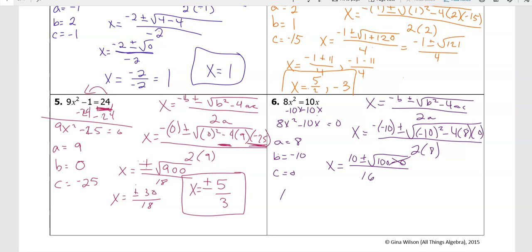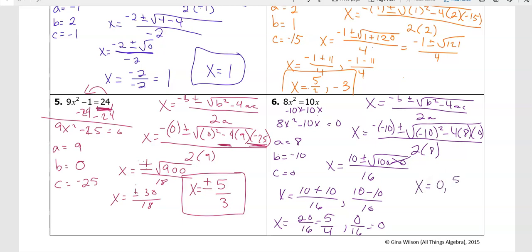All right, and then x equals 10 plus 10 over 16 and 10 minus 10 over 16. 10 plus 10 over 16 is 20 over 16, which needs to be simplified. They are both divisible by 4, so that is going to be 5 over 4. And 10 minus 10 is 0, divided by 16 is 0. So x equals 0 and 5 over 4.